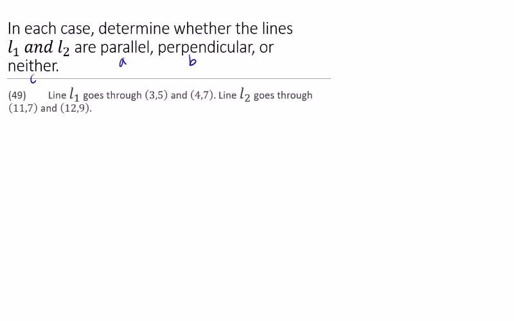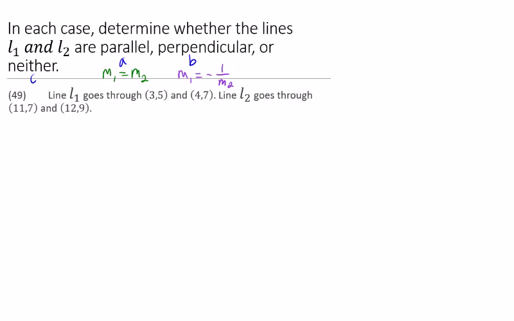So anyway, we want to find the slopes of L1 and L2, and then if they're the same, that means they're parallel, right? So let's just work this out. If the lines are parallel, then the slope of one is going to equal the slope of the other, right? If the lines are perpendicular, then the slope of one is going to be the opposite reciprocal of the other, right? So meaning one will be one over the other with the negative, or the opposite sign.